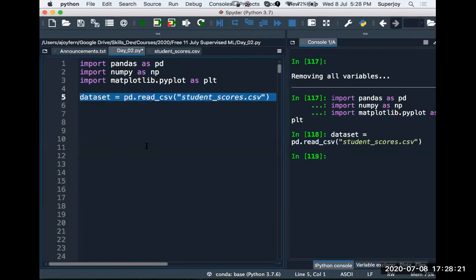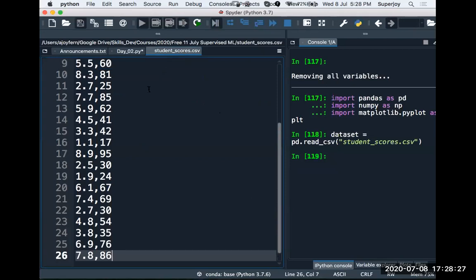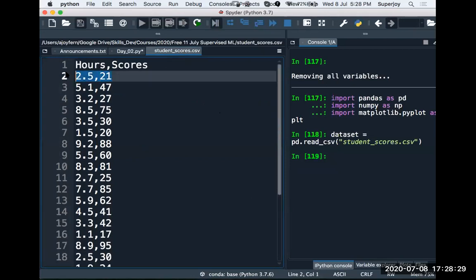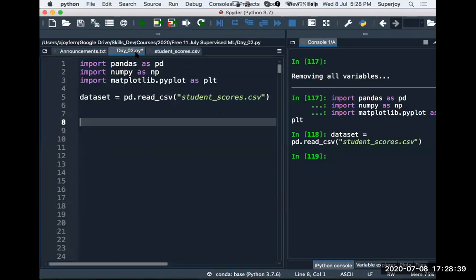CSV means comma separated values, if you remember from yesterday. These values are separated by comma. That means the column values are separated by comma. The first column value is separated by comma from the second column value, and so on. So that is the CSV file we have, and now we are able to read it.